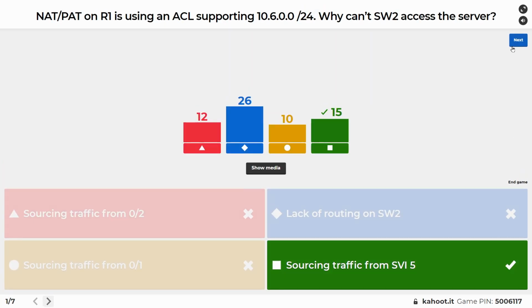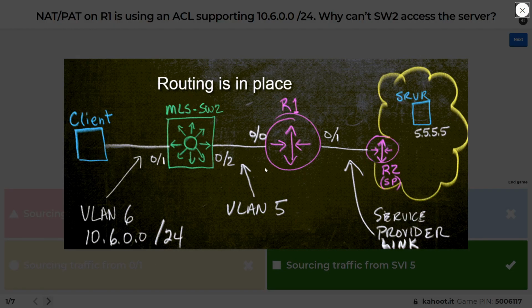Well, the majority of the vote was lack of routing on switch 2. NAT/PAT on R1 is using an access control list supporting 10.6.0. Why can't switch 2 access the server? I think this one deserves a little bit of teaching. Let's show the media and take a look. Let me bring out a pen.